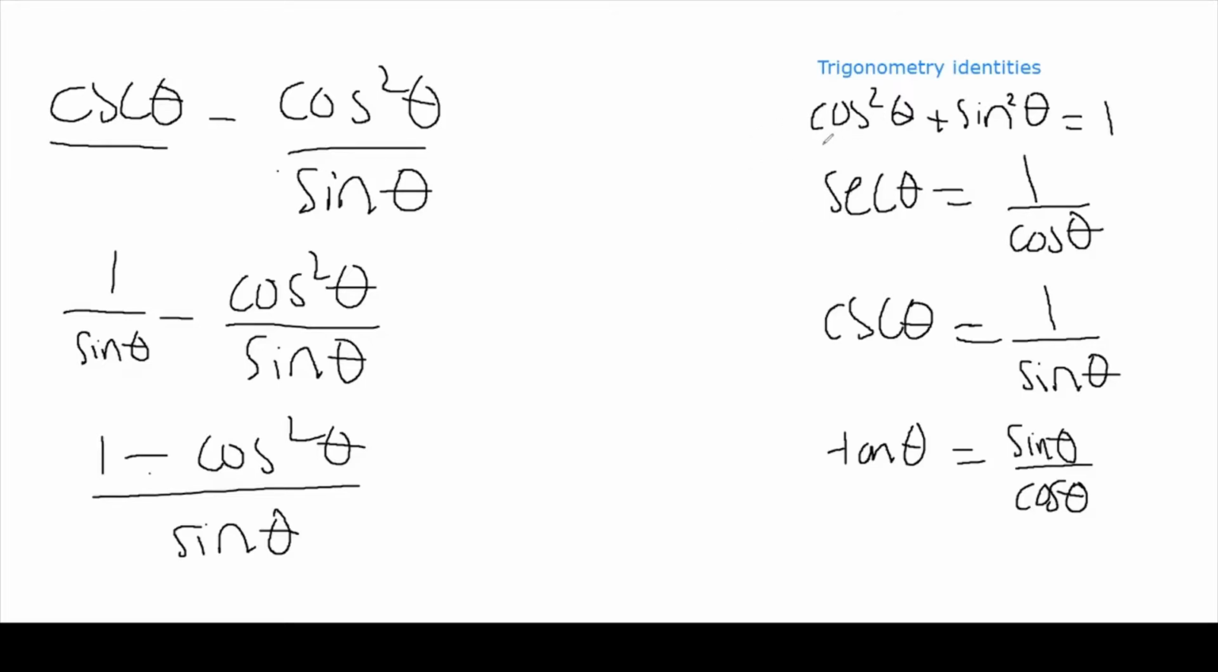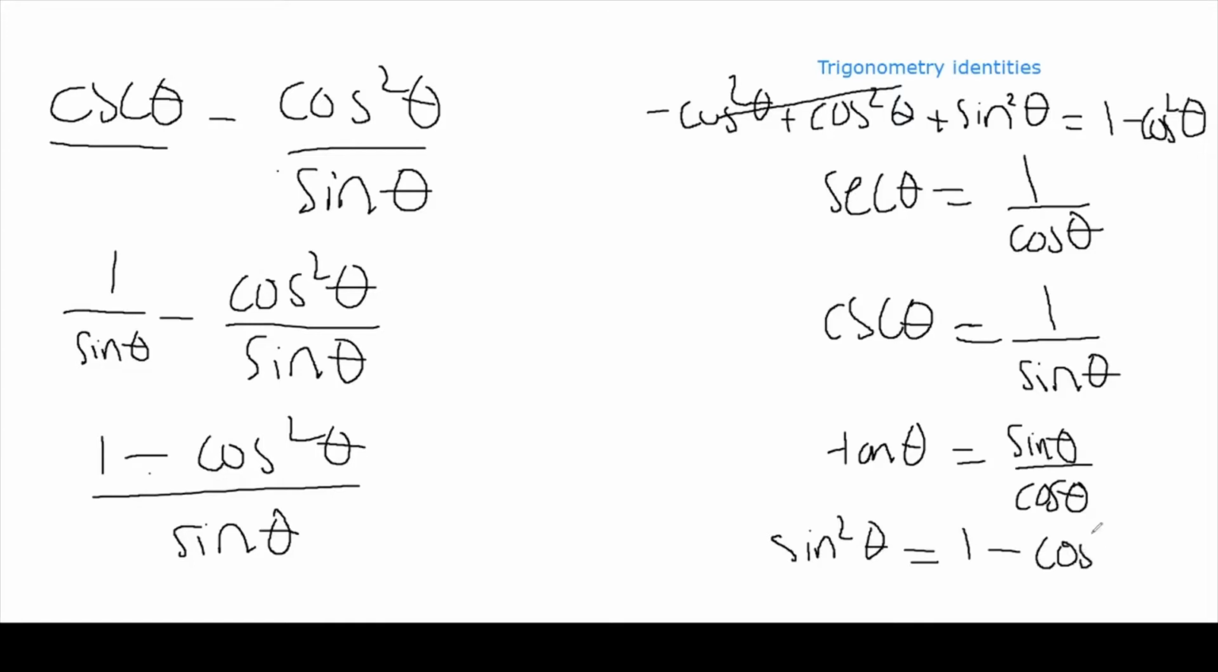According to the Pythagorean identities, we know that cosine square of theta plus sine square of theta equal to 1. So we can just rearrange it, which is subtract cosine square of theta from both sides. So this cancels out. So sine square of theta equal to 1 minus cosine square of theta. And we just replace it. 1 minus cosine square of theta, we know that is sine square of theta.